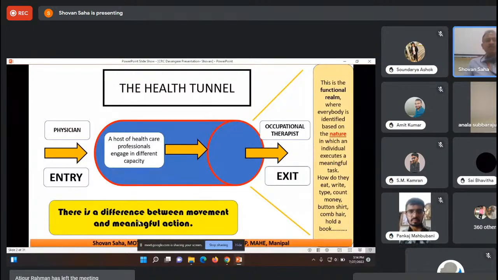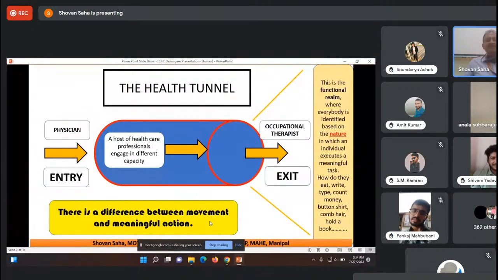I would want to draw your attention to this small yellow box at the bottom of this slide. There is a difference between movement and meaningful action. This is another important aspect that we need to understand. Movement and meaningful action are related, but they are not interchangeable phenomena. They are quite distinct. Movement is in bits and pieces of meaningful action.